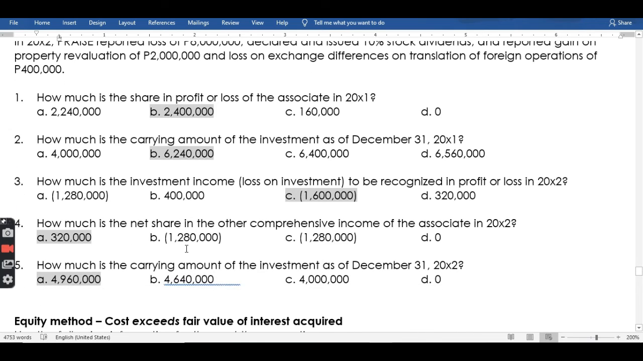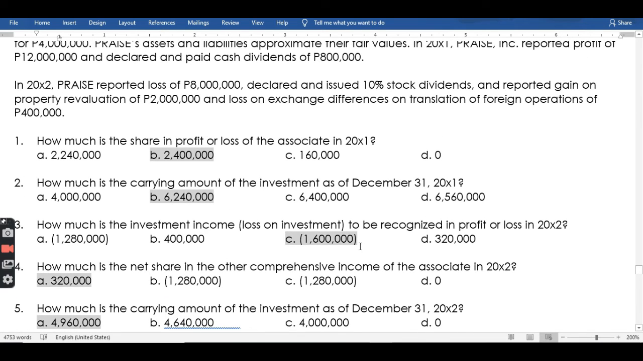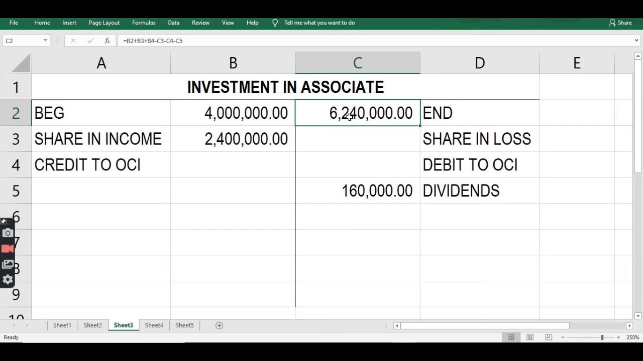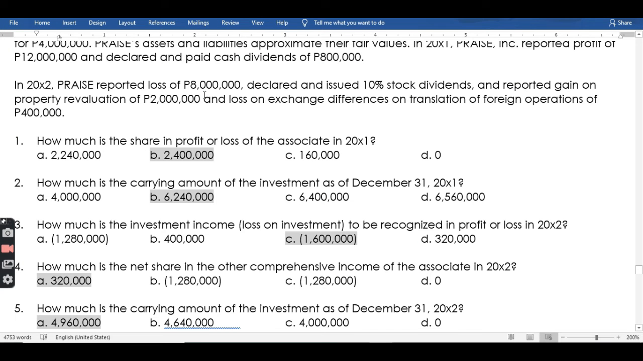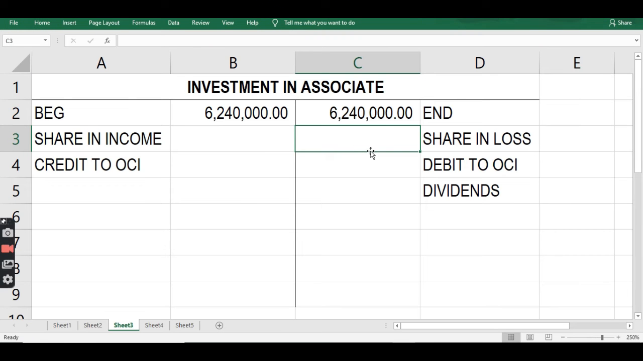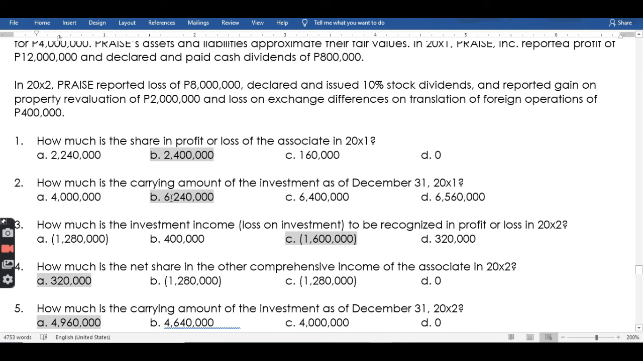Okay. Next tayo, question number 3. Magkano daw yung investment income or loss sa profit naman dito, okay, for 20X2. So, ang gagawin muna natin, bago natin simulan, itong 6,240 na ending nung first year, ilipat ko siya dito. So, gagawin ko tong 6,240 dito. Tapos, doon tayo maghahanap ngayon ng additional information. Okay, yung sinabi, ang share in loss, kasi nalugi, di ba? Loss na 8 million. So, dito tayo ngayon. So, lugi tayo ng 8 million. Multiply natin ng 20%. So, ito yung share in loss natin. So, ang sagot natin sa number 3, share in loss is letter C.